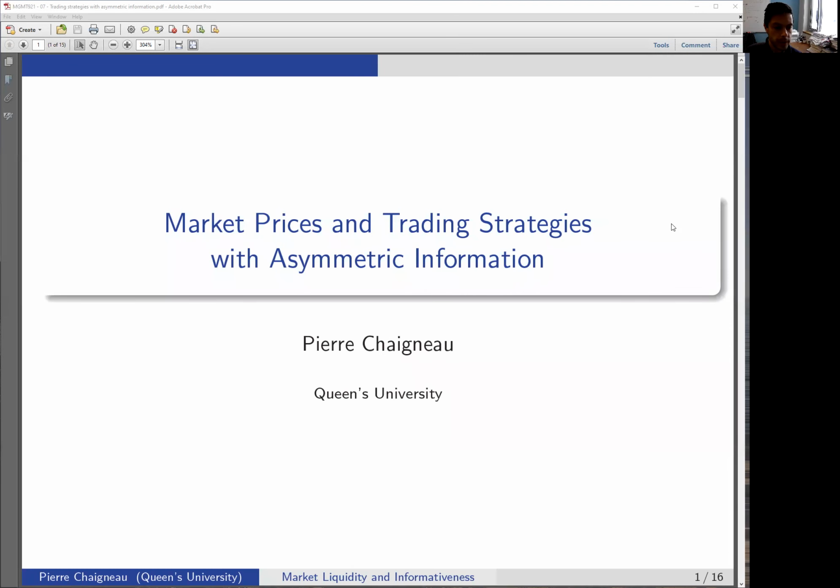This week, we will study trading with asymmetric information. So last week, we studied portfolio choice under asymmetric information, but essentially investors took asset prices as given. And so now we'll focus more on market microstructure to understand the formation of asset prices and all the factors to take into consideration when buying or selling assets.